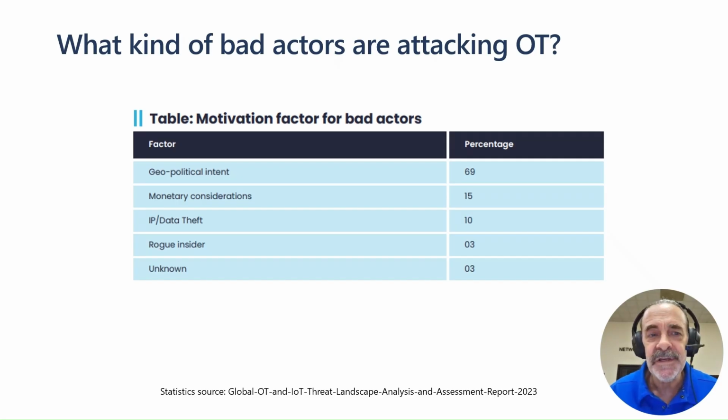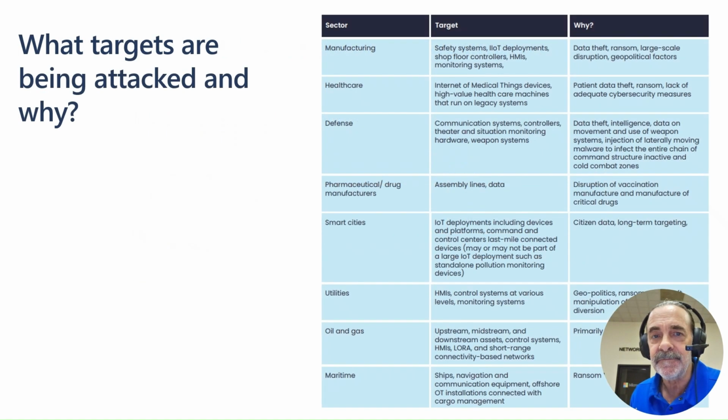Who's attacking OT? This is where I said, the rogue insider, that's maybe 3%, less than 10%. The main bad actors in OT attacks are geopolitical. They're nation states. Who are they attacking? I said OT security is industry specific. And this short list of industries includes most customers that have industrial devices, control devices that need to be monitored for availability and security.